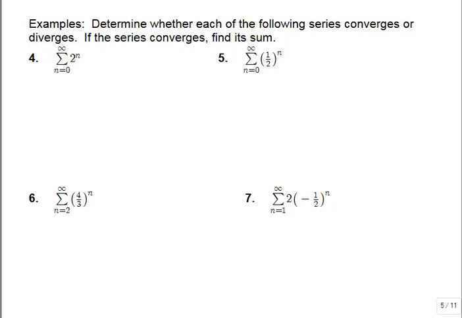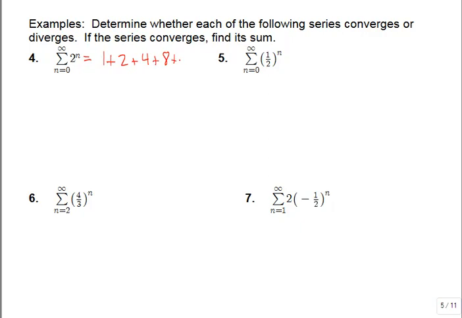Determine whether each of the following series converges or diverges, and if the series converges, find its sum. So you should be able to look at this and just know right away whether or not this converges or diverges, because it has the form of a geometric series. If you need to, you could expand this out a little bit. When n is 0, 2 to the 0 is 1. When n is 1, 2 to the first is 2. When n is 2, 2 to the second is going to be 4. And then 2 to the third would be 8, and so on. And we're adding these together.